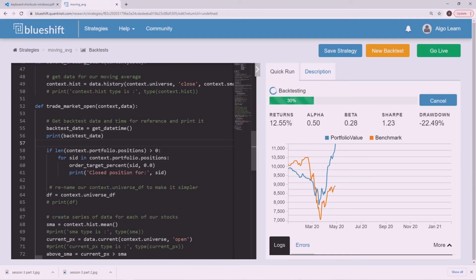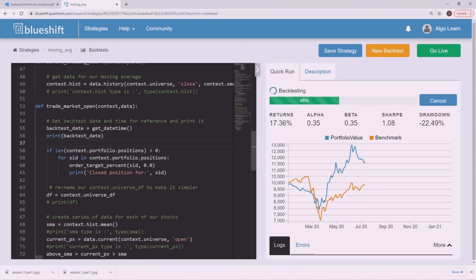So the blue line is the performance of our algorithm. The benchmark is SPY. A couple of things to notice here: a drawdown of 22% in a long short portfolio is a pretty stiff drawdown, and not something that I'm getting really excited about. And you can almost see now how the algorithm is very close to the benchmark.